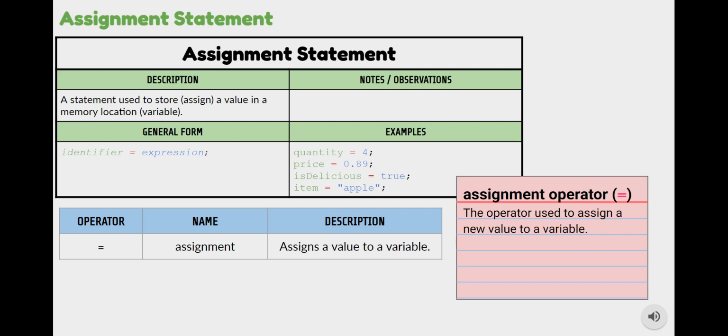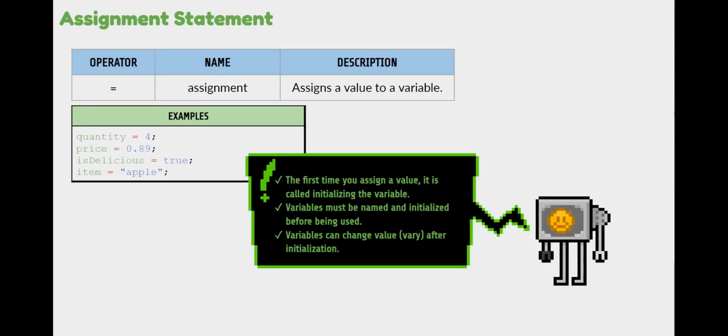So from our examples, you see variables on the left, quantity, and then we have our assignment statement and a value on the right, 4. Price is equal to 0.89. Is delicious is equal to true. So some things about that assignment operator. The first time you assign a value, it's called initializing the variable.